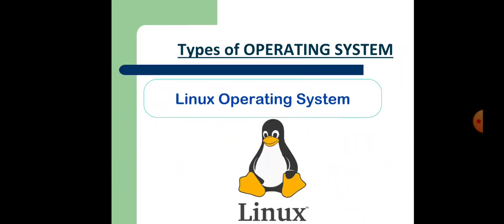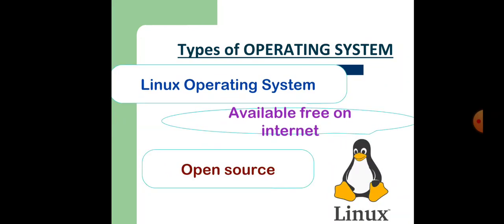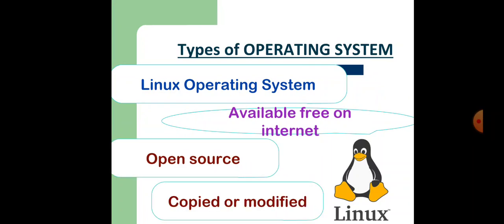The next type is the Linux operating system. It is available free on the internet, and it is open source, which means you can download it free of cost. You can use it, you can copy it, you can also modify it. That means you can make changes easily too. So these were the common types of operating systems.